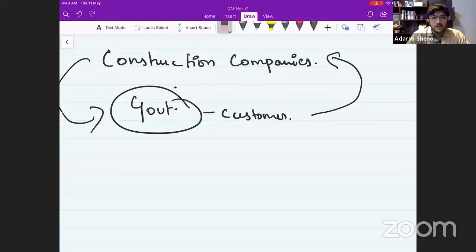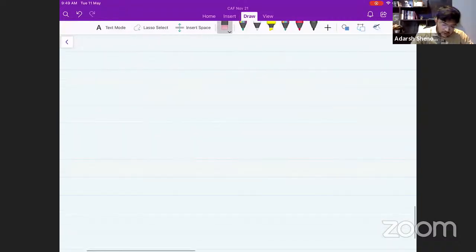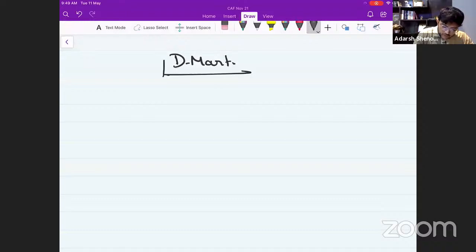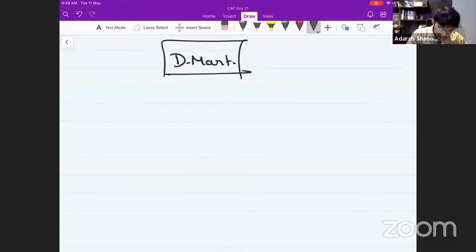Or let us say Reliance, or you have heard about D-Mart, right? There is one supermarket called D-Mart. Now D-Mart came to Mangalore, or it goes to any city. They will have some distributors.